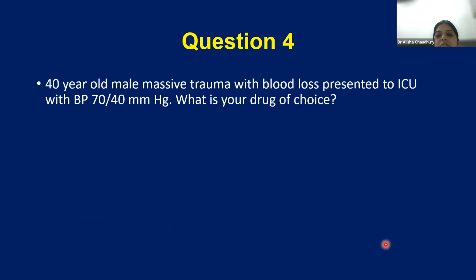Our last question: a 40-year-old male with massive trauma and blood loss is presented to your ICU, blood pressure of 70/40. What is your drug of choice?